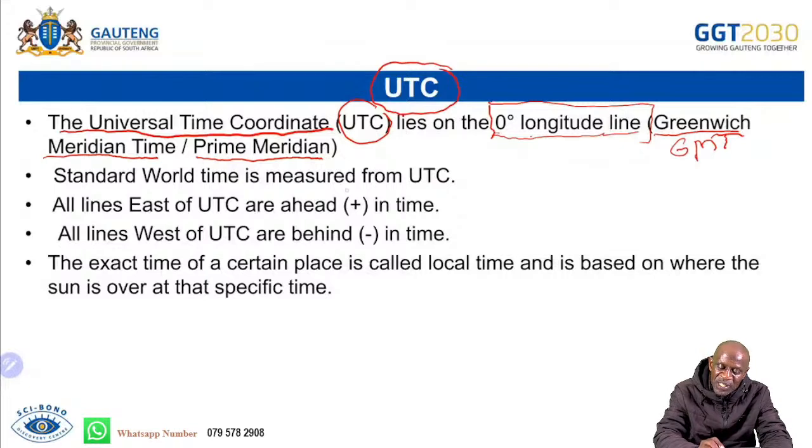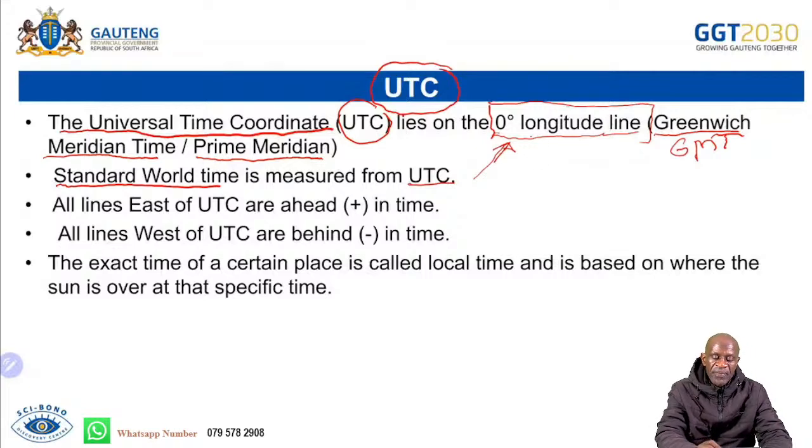So these are the names given to one line of longitude. And this says to you, this line of longitude is very important. It's critical for our understanding of the time zones. The standard world time is measured from this line of longitude with so many names attached to it. So the standard time is measured from the Universal Time Coordinate. That's where the world derives its time from.